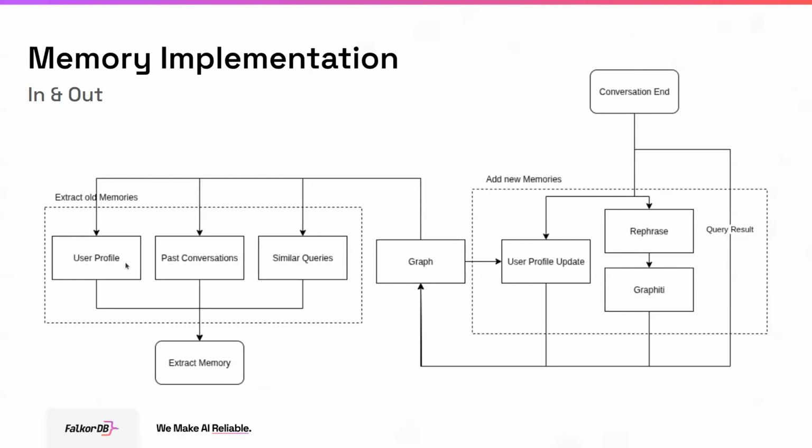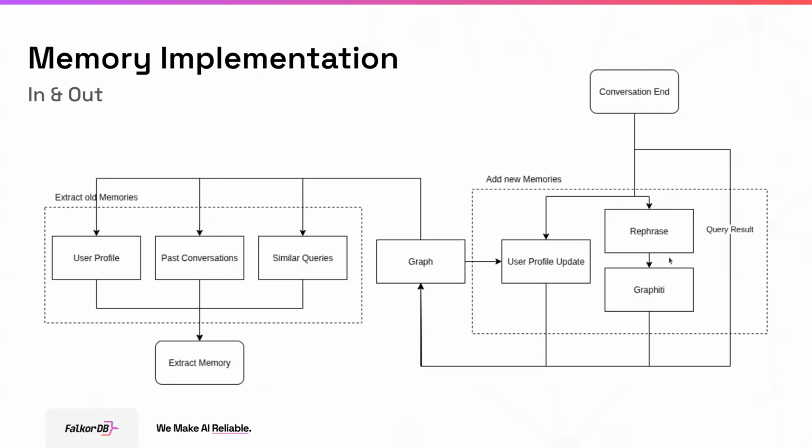We extract it from the graph, and when a conversation ends, we need to define what a conversation is, but in our case it's a Q&A. When a conversation ends, we insert it into the graph. The first thing is to update the user profile with the current conversation. Maybe there is a change in his preference, maybe he inserts new memory, or maybe we need to delete something from the user profile.